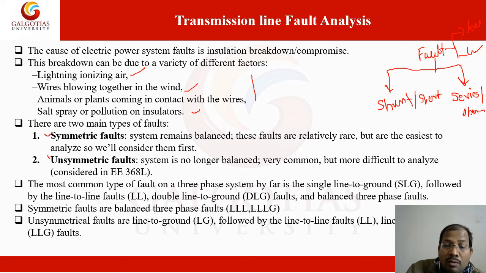So very common, and the very rare case we are seeing is the three-phase fault, which means the triple lines become shorted. So it is easiest to analyze and consider first, because it is balanced. Here there is no use of the positive and negative sequence. The system is still in balance, but they are supplying the power at a reduced capacity.